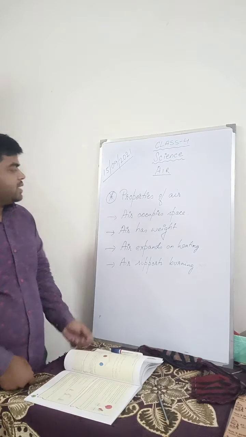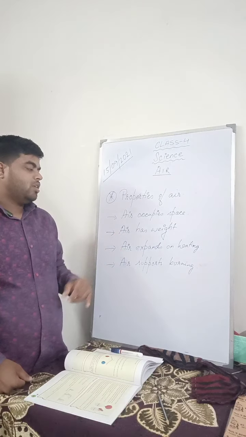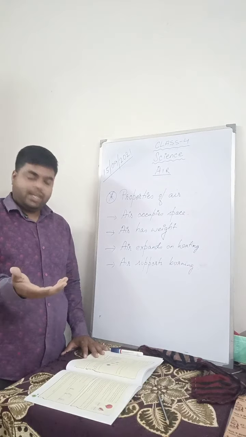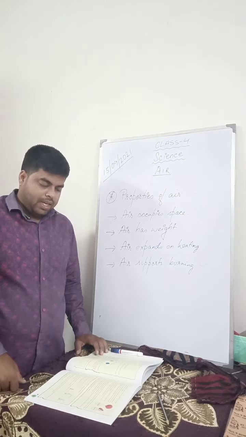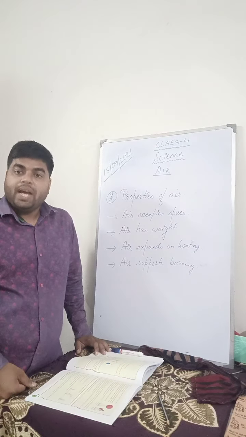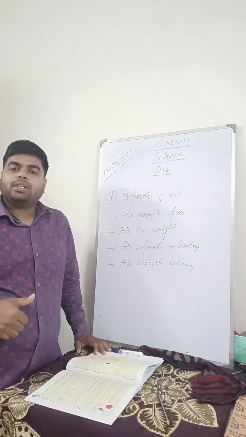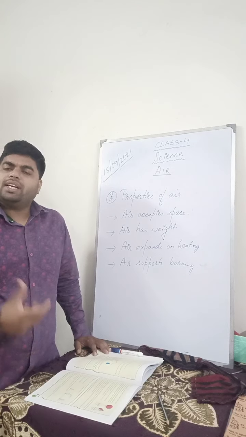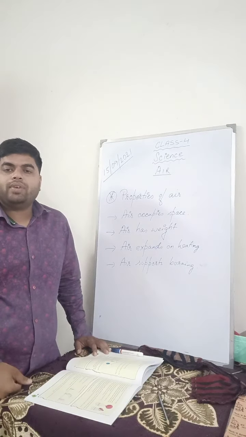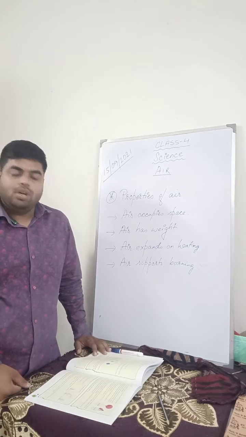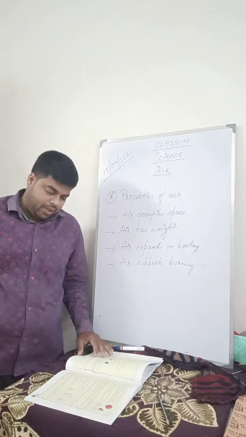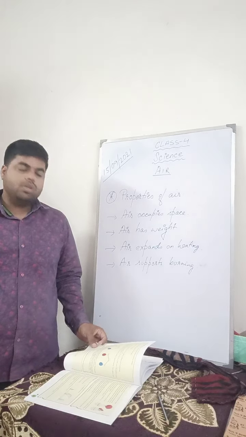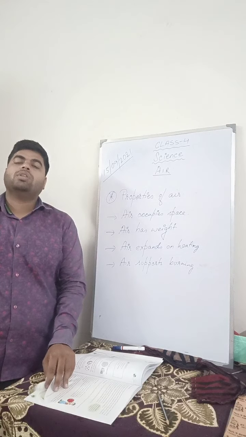So these are the four properties: air occupies space, air has weight, air expands on heating, and air supports burning. If you move on to the next pages, page number 64 and 65, they have given you examples. Activities that you can conduct in the house, and you can know the different properties of air. Whatever example I have given, it is the same thing that they have shown in the activity. So children, please read these properties, and if you can, you can perform those activities also, so that you can know about the properties of air.